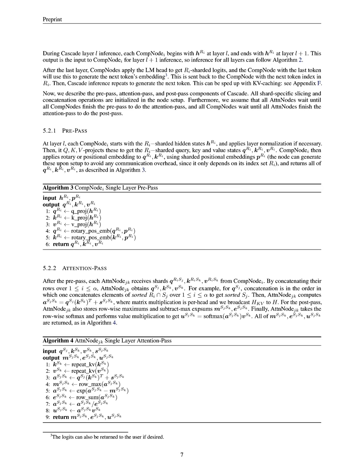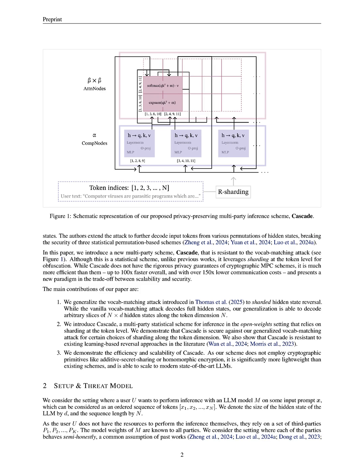to enhance security. Additionally, the effectiveness of Cascade's security relies heavily on the chosen sharding strategy. Insufficient gaps between token clusters can lead to vulnerabilities against attacks like the vocab matching attack, which could potentially expose sensitive information.